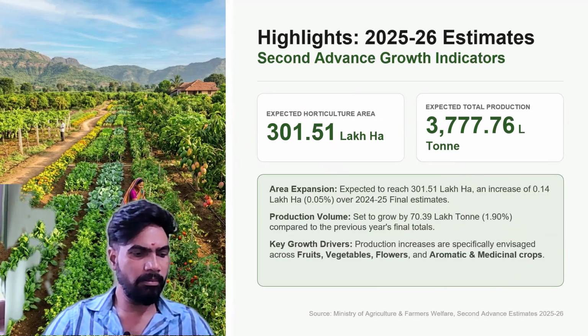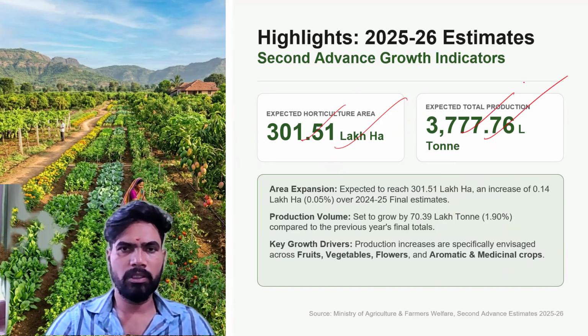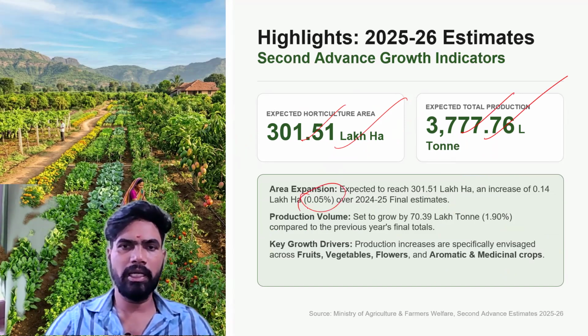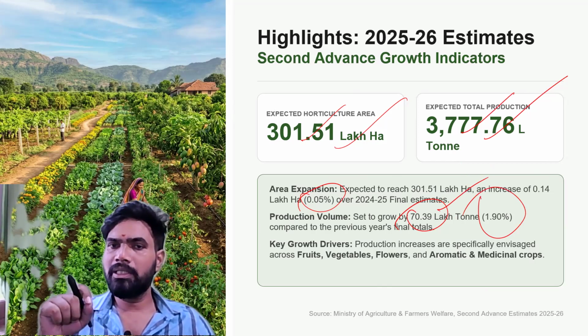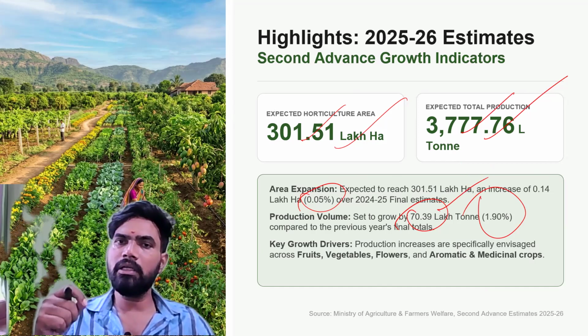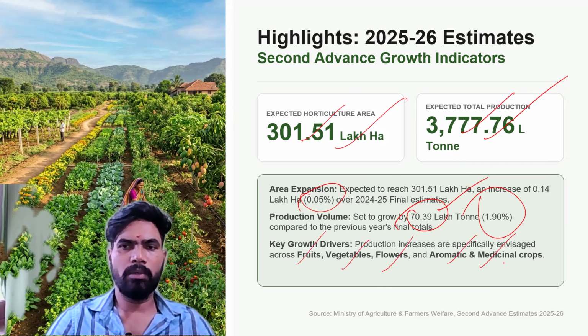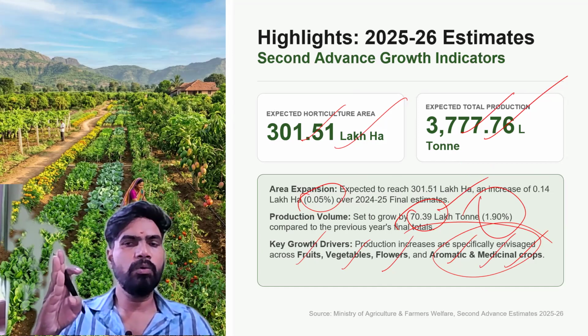So we will see some highlights of the estimates. These two numbers by now you might be thorough with: area under cultivation and total production. There is area expansion of 0.05% from the previous year. There is an increase of 70.39 lakh tons in production, roughly a 1.90% increase from the previous year. The key things that have driven the increase in production are the fruits, vegetables, flowers, and aromatic and medicinal plants.